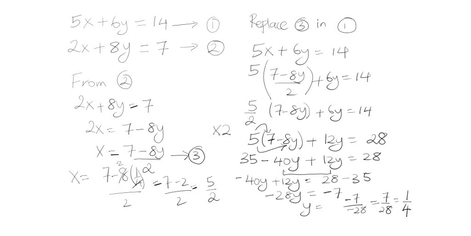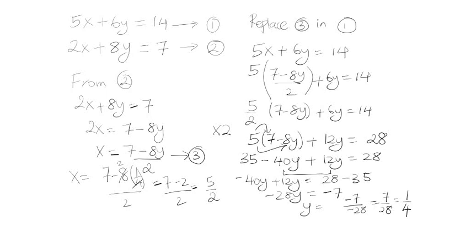Then what I do is I replace equation 3 in equation 1, because we didn't use equation 1 yet. So equation 1 was 5x plus 6y equals 14. Since I'm replacing 3 in 1, I use the result of 3, which is x is 7 minus 8y over 2. So I replace the x in this equation by 7 minus 8y over 2.